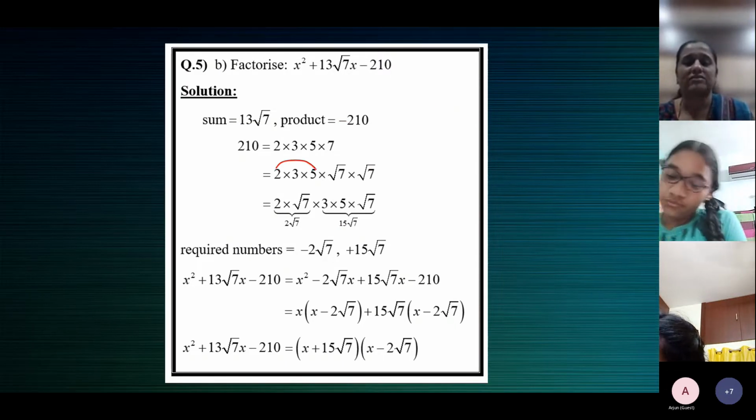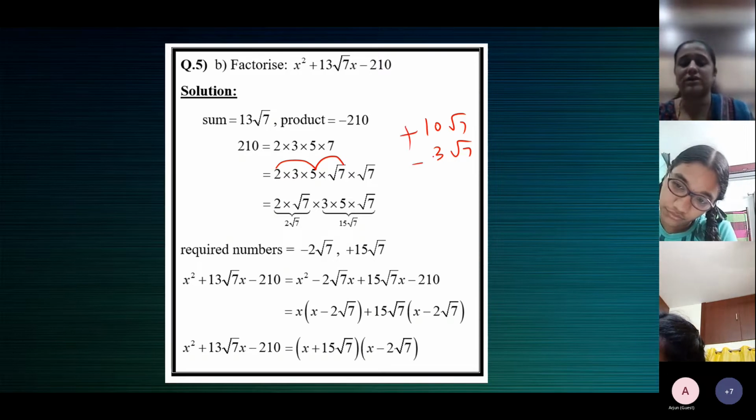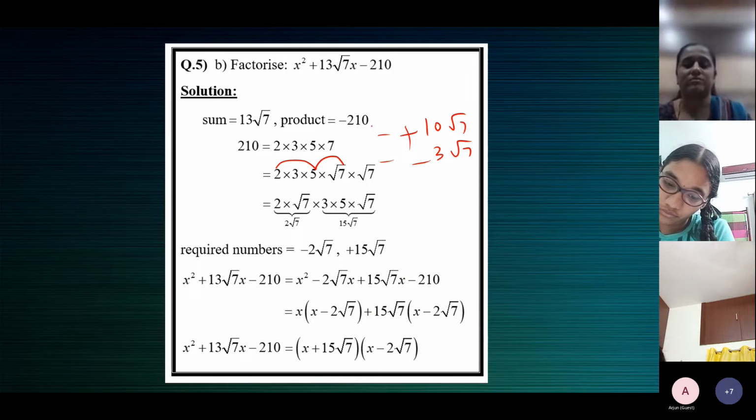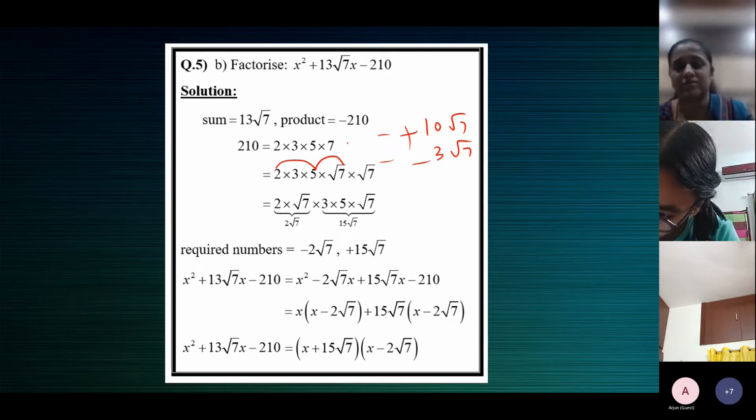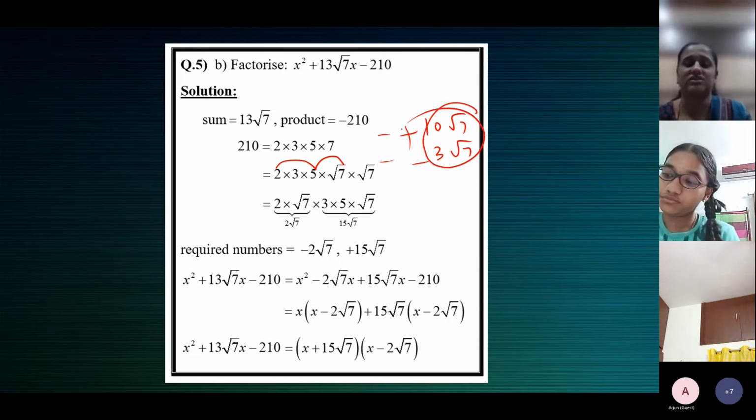So maybe, as I told you, you can get 10 root 7 and 3 root 7, but with these two numbers, whatever signs you try, plus, minus, minus, minus, they will not satisfy both conditions, they may satisfy one of them. You may get the product or the sum, but you will not get both the product and the sum using these two numbers.